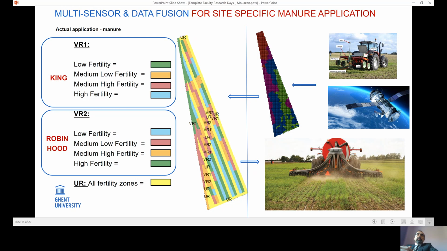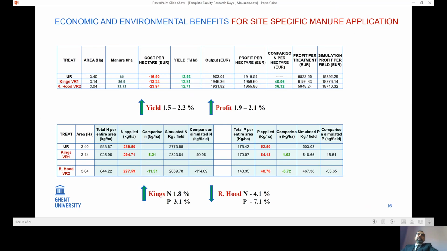Recently, we have also done some work on multi-sensor data fusion for site-specific manure application. Again, we have developed management zone or fertility zone maps, and here we compared variable rate application using the King's approach compared to Robin Hood. When I say King's, I mean that I feed the rich, I apply more where I have more fertility, and in the Robin Hood's, I apply more in the poor fertility zones, and we try to compare which one of those will be profitable compared to the uniform rate.